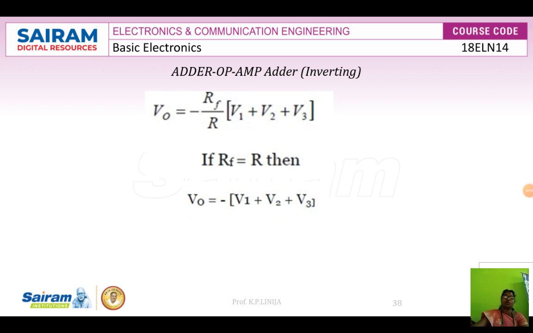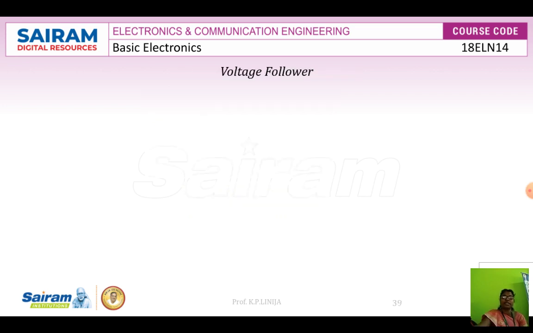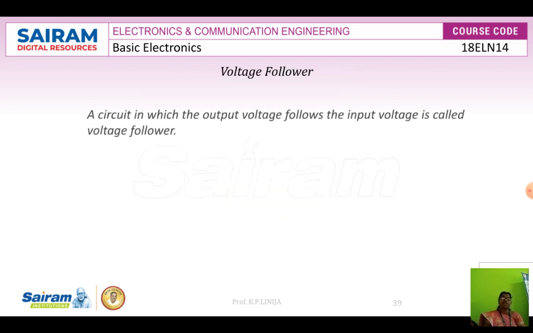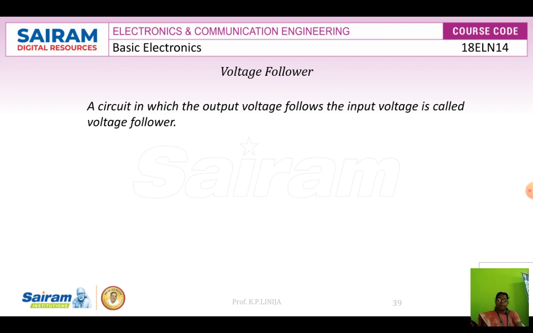Here the output we got is on the negative side. That means we are using an op-amp inverting adder, where the input is given to the inverting terminal. Therefore, V0 is equal to minus of V1 plus V2 plus V3.